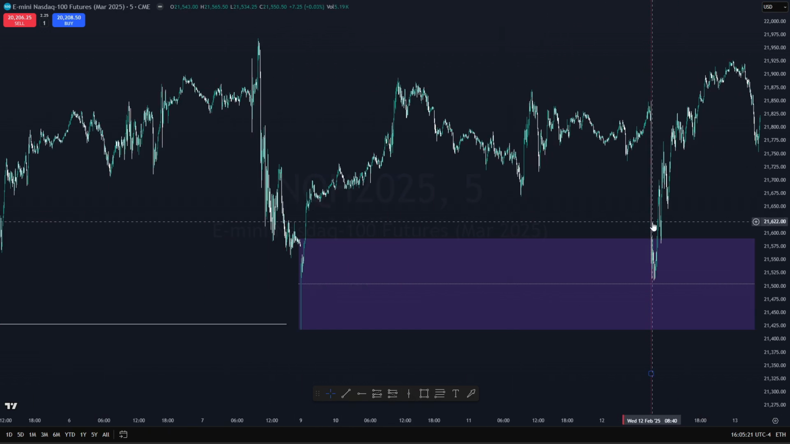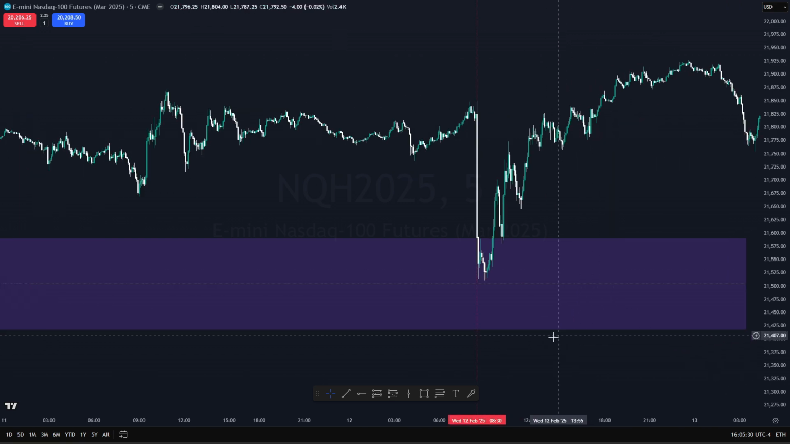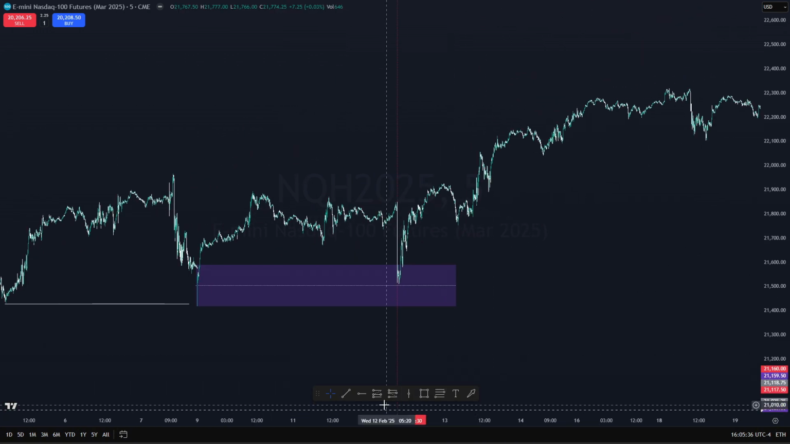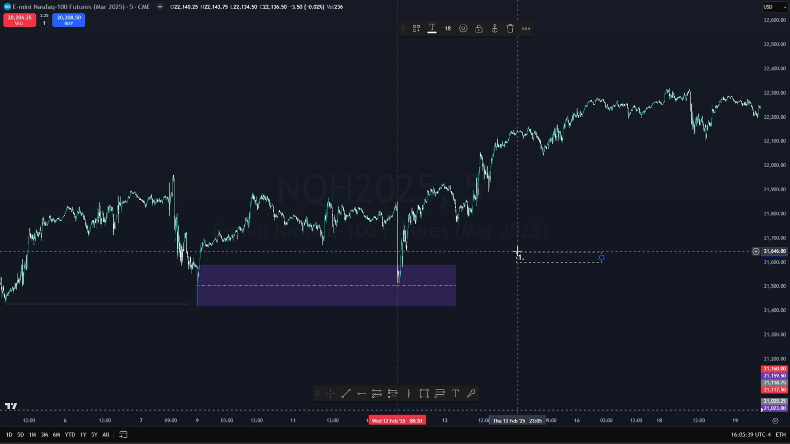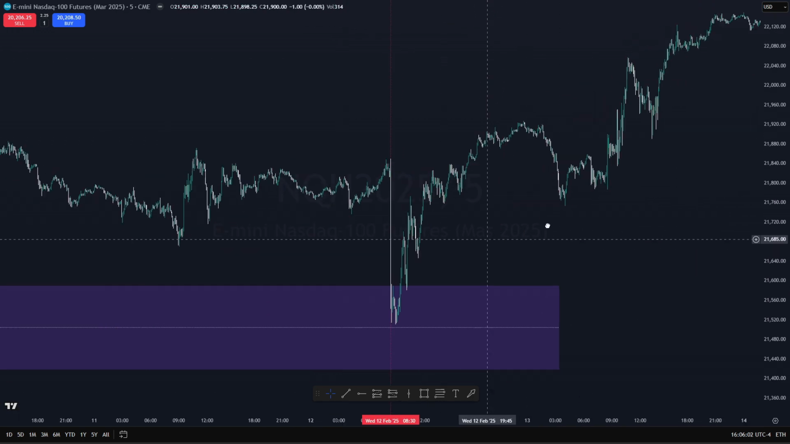By the way, look at how the week was before CPI. It was just build up liquidity, build up liquidity, boom, manipulation. Wednesday was the good start of that week. After that, we began to draw, so we can anticipate that. The weekly bias, or weekly draw, moves to begin during Wednesday CPI. Before that, build liquidity. It seems quite logical to me.